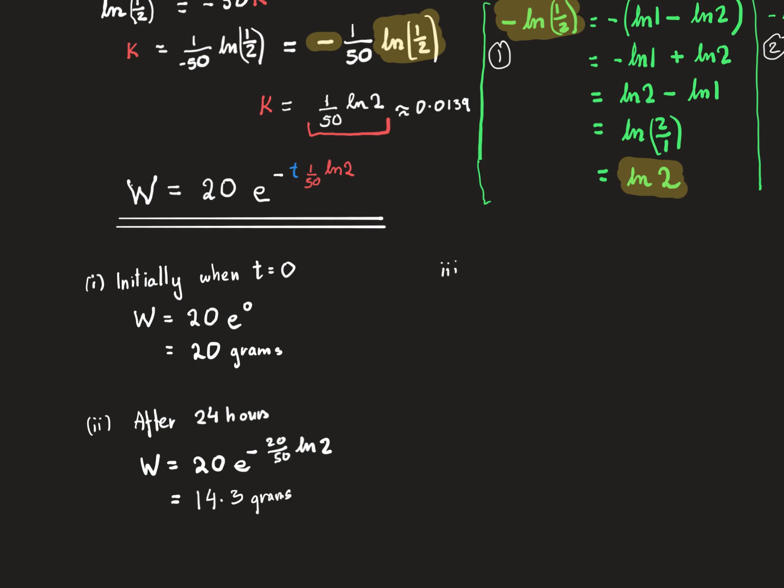After 1 week, we need to change the week into hours. So 7 days times 24 hours, 168 hours altogether. And we put that in 20 e to the minus 168 over 50 ln2, and once again just use the calculator. 1.95 grams.